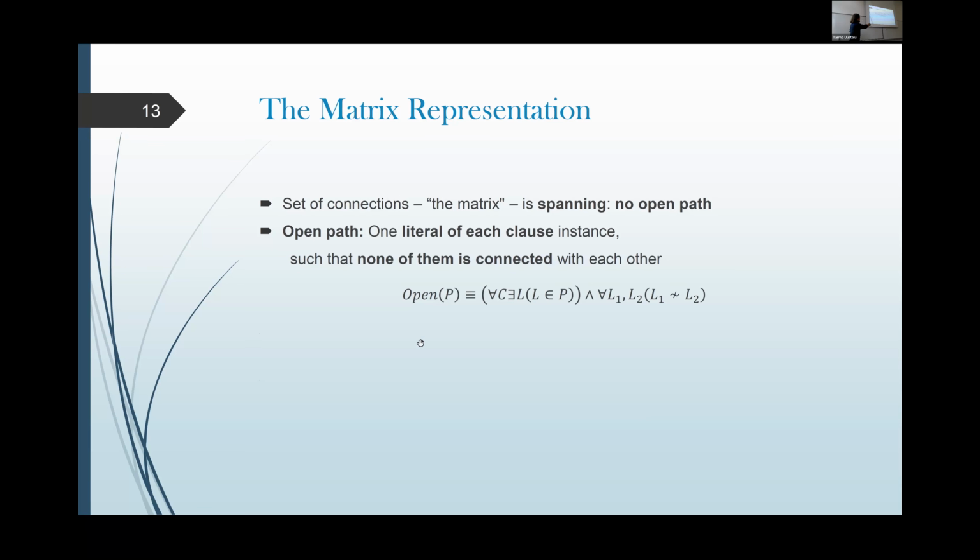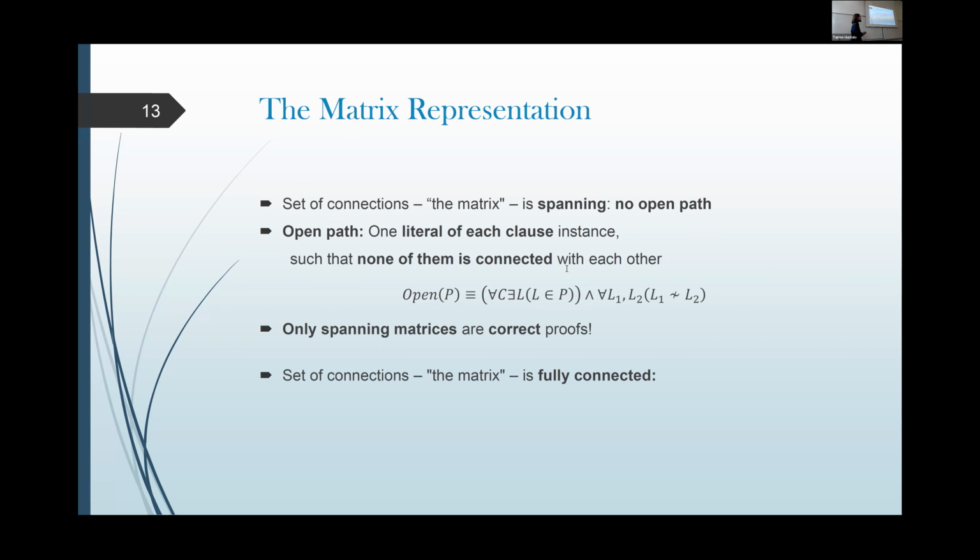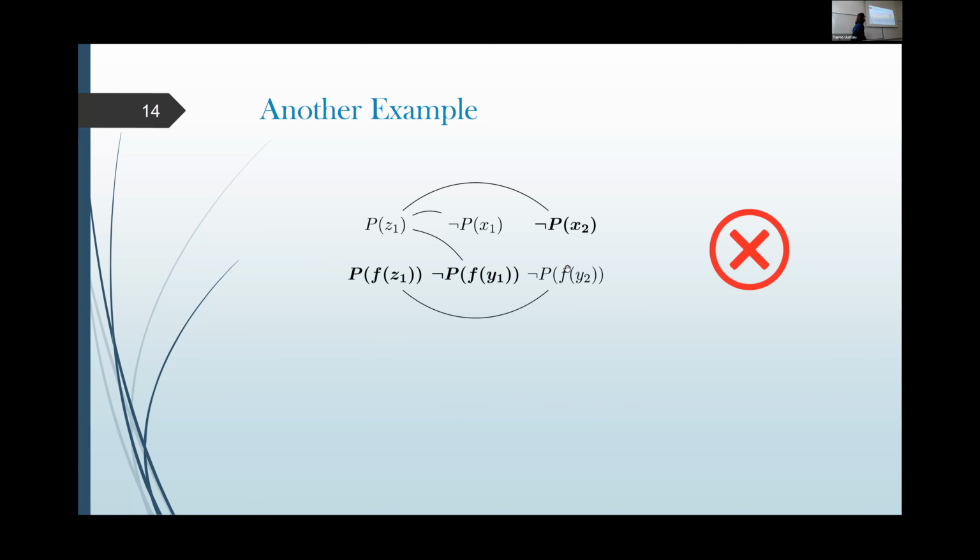Because we're logicians, we might like it if I write it this way, just what I just said. And you only care about spanning matrices, because if you don't have a spanning matrix, it's not a correct proof. Then you also define a set of connections with respect to the matrix to be fully connected. Fully connected just means each literal is connected with at least one other literal in the matrix.